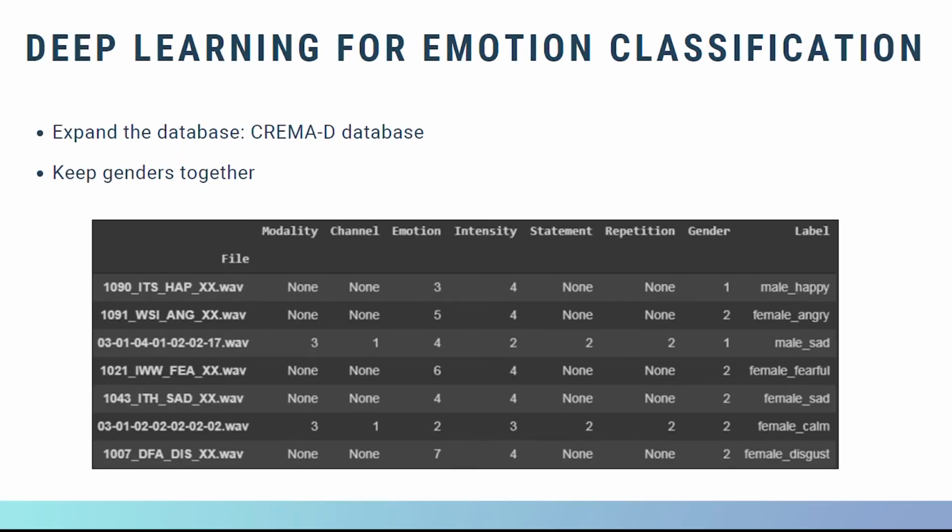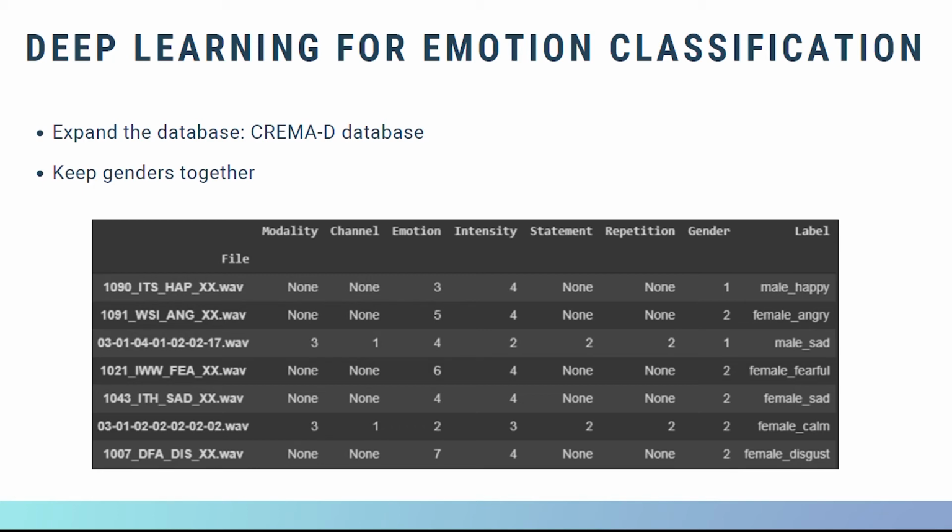To improve these first results, we decided to expand our initial database since 1,440 audio files were too few to address such a challenge. In this sense, we added the CREMA-D dataset, also available in Kaggle. This dataset was pretty similar to RAVDESS, and it included more than 7,000 audio files with the same emotions except for surprise and calm. Then, we decided to keep both genders together.